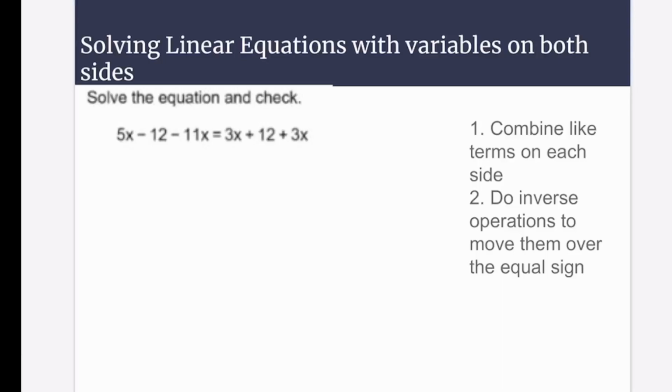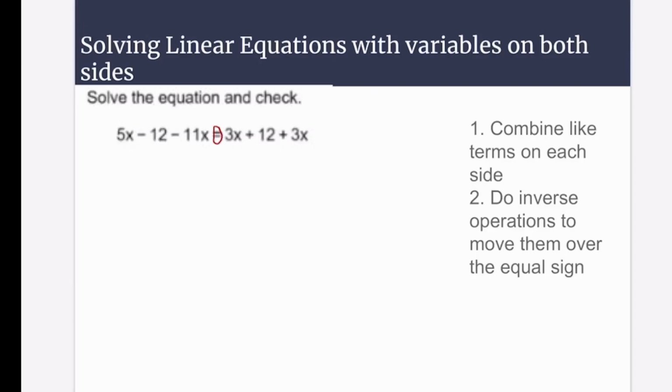All right, let's solve linear equations with variables on both sides. So we have an equation here. We're going to solve it. 5x minus 12 minus 11x equals 3x plus 12 plus 3x. So the first thing you want to do is combine like terms on each side.